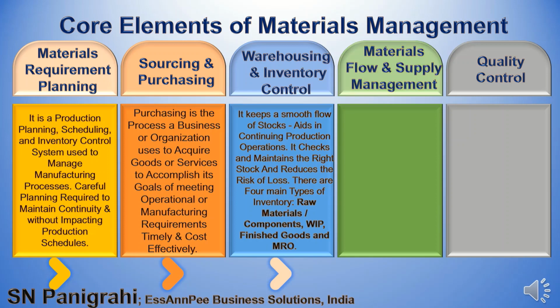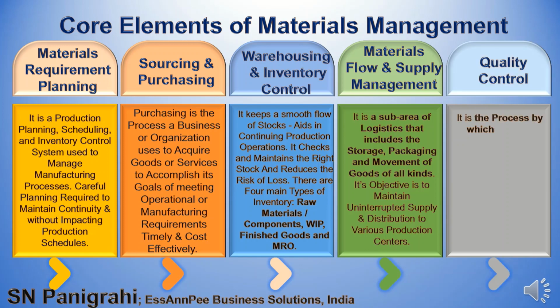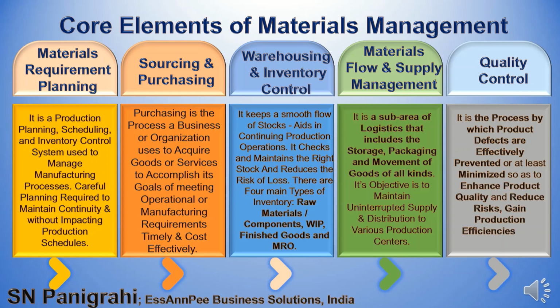Materials flow and supply management. It is a sub-area of logistics that includes the storage, packaging and movement of goods of all kinds. Its objective is to maintain uninterrupted supply and distribution to various production centers. Quality control is the process by which product defects are effectively prevented or at least minimized so as to enhance product quality and reduce risks, gain production efficiencies, and customer loyalty.